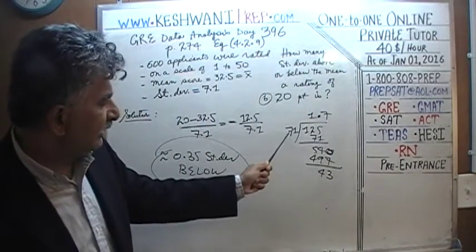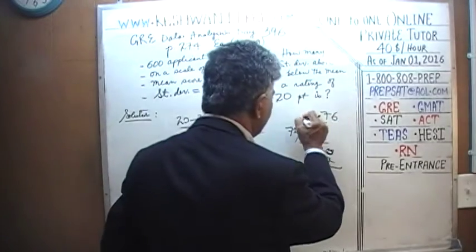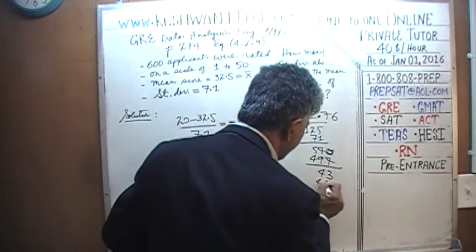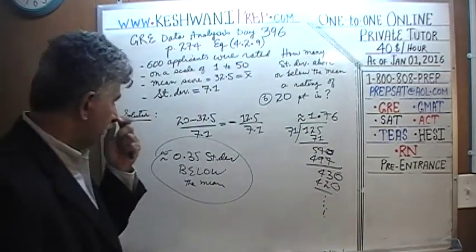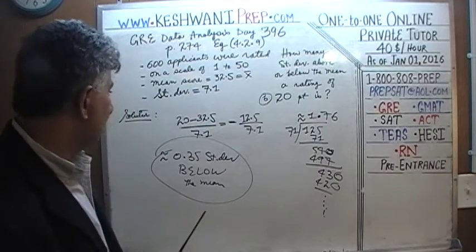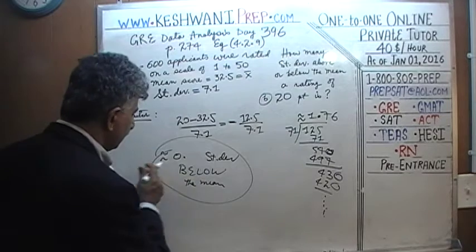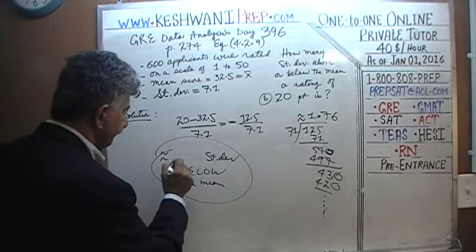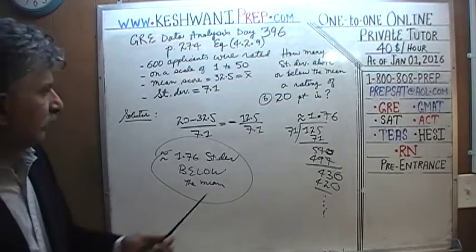Now we have 43. 7 6s are 42. So it's approximately 1.76. It's going to be 42 and it's just going to continue forever. Approximately 1.76 standard deviation below the mean. We are approximately 1.76 standard deviation below the mean.